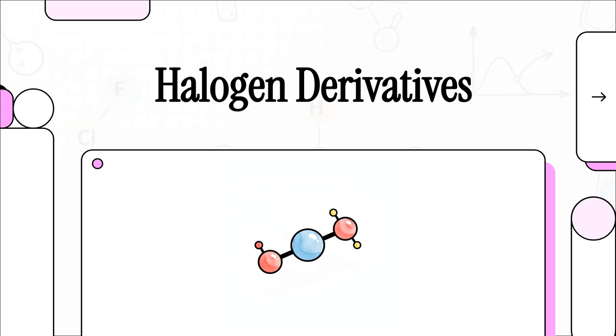Welcome to this explainer. Look, if organic chemistry and all those naming rules have ever felt like a giant puzzle to you, you're in the right place. Today we're tackling halogen derivatives. We're going to decode the patterns, skip the memorization, and really figure out the logic behind these awesome molecules together. So let's just jump right in.